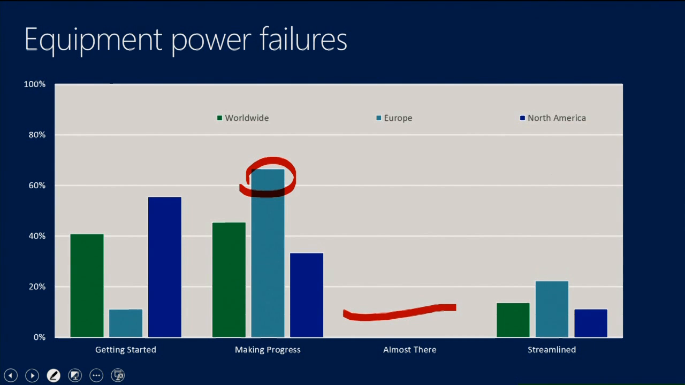solutions in place. So at this stage, when we're dealing with making progress, we're talking about a generator on-site, period. The next stage would have been having redundant power capabilities, maybe multiple providers, or having some additional technologies in place to be able to extend that capability.